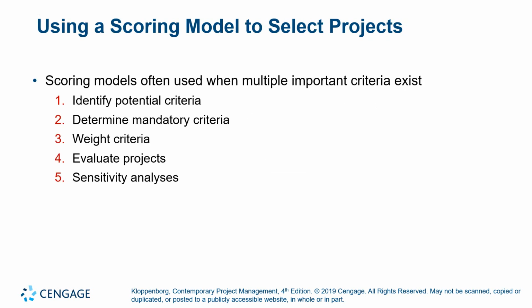Using a scoring model to select projects. Scoring models often are used when multiple important criteria exist, like identifying potential criteria, determining the mandatory criteria, weighting criteria, evaluating projects, and sensitivity analysis. These are the areas that typically go into project selection with scoring models.